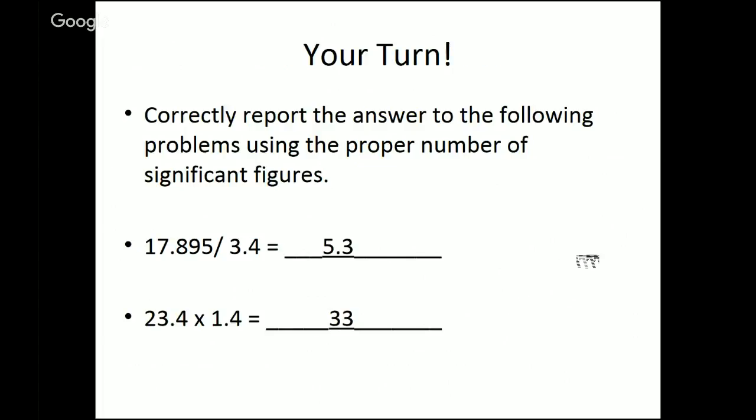Okay, here we are again. Let's take a look at these answers. In the first problem, the number that is least precise is here, 3.4. It contains 2 sig figs, so you're only going to report 2 sig figs. So you would report your answer as 5.3. Down here, this number, 1.4, has 2 sig figs, so you're going to report 2 sig figs. And in this case, you're going to round your number to 33, because there's 2 sig figs there. Again, it doesn't matter where the decimal point falls, as long as the number of sig figs matches.